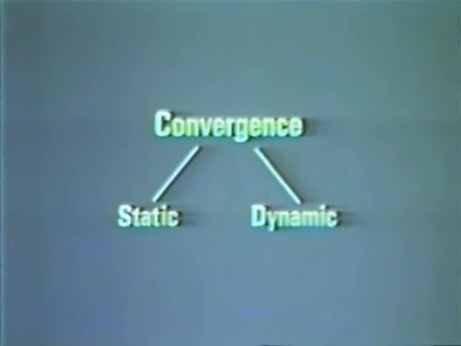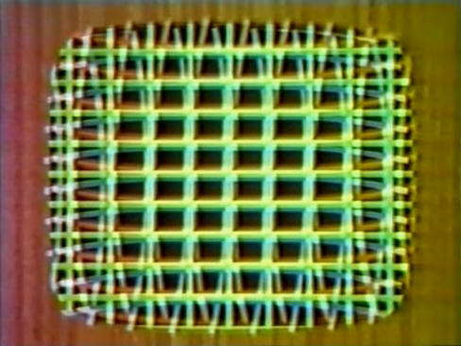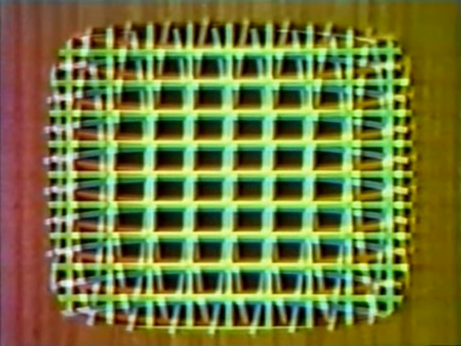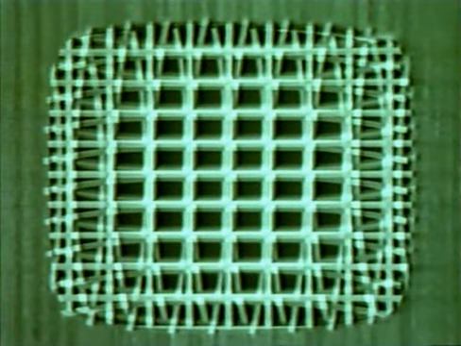Convergence is adjusted in two sequences, static and dynamic. For the purpose of this film, the effect of lack of convergence has been exaggerated. In practice, the misregistration is likely to be small, and in many cases, no adjustment may be needed. The general outline of the procedure is as follows.